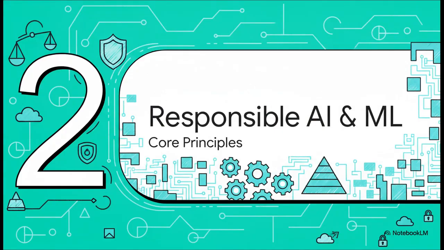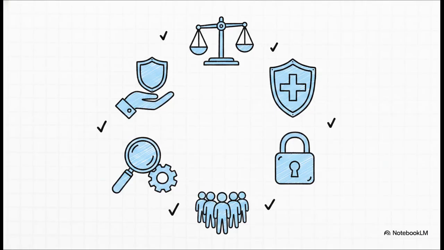Moving on to Section 2, Responsible AI and ML. Before we even think about building these cool AI architectures, we really have to understand the foundational rules that govern them on Azure. Microsoft mandates the 6 non-negotiable principles of responsible AI, and you simply must memorize them for test day. First up, fairness, meaning models don't discriminate, like making sure a loan system treats all genders equally.